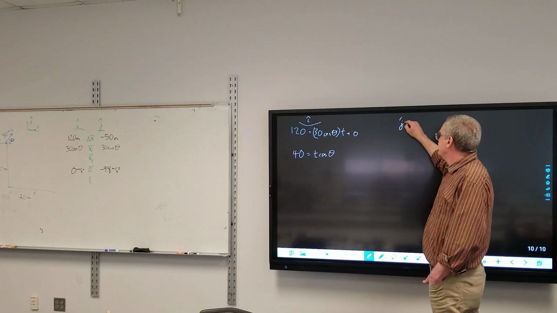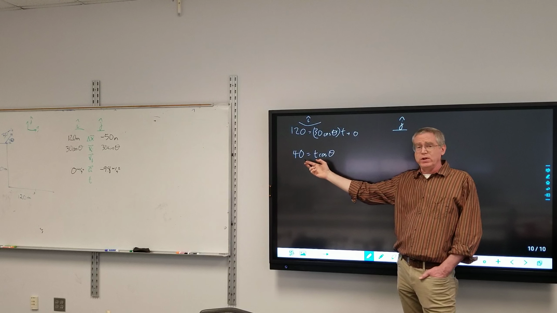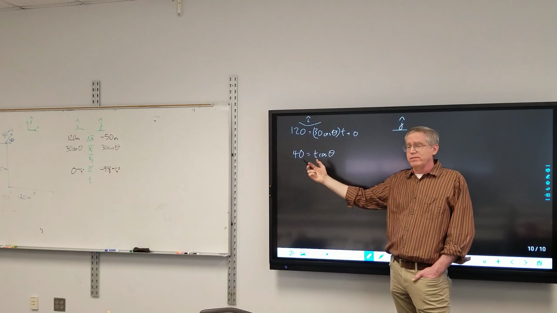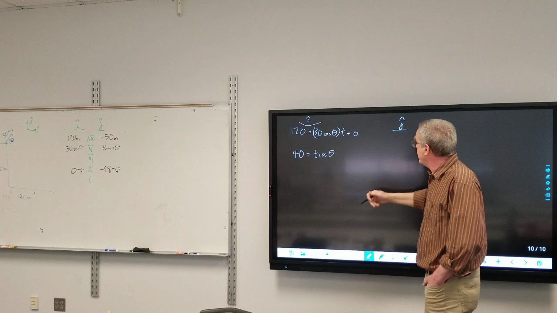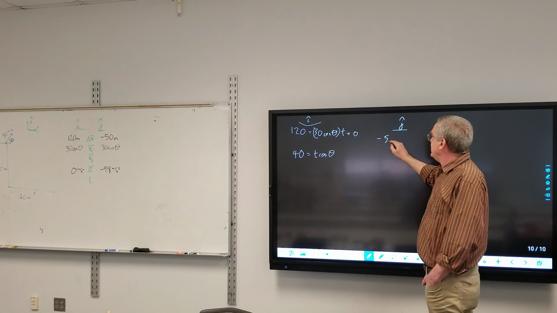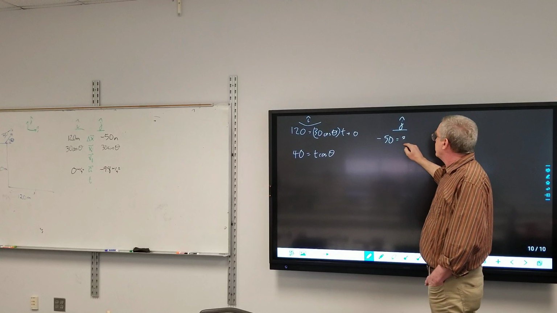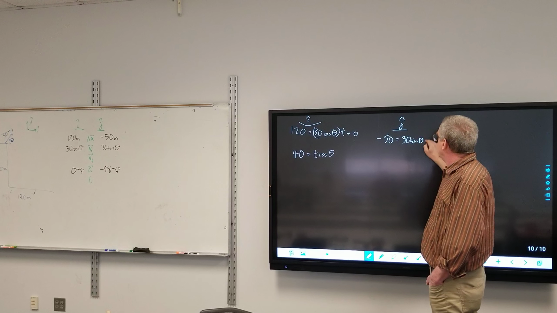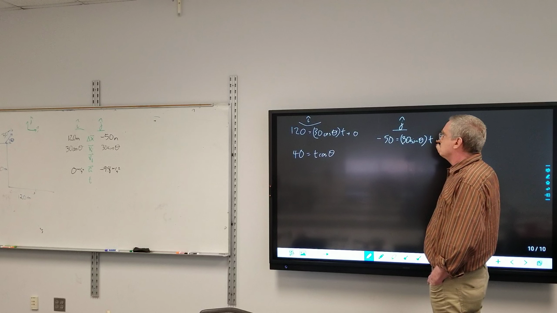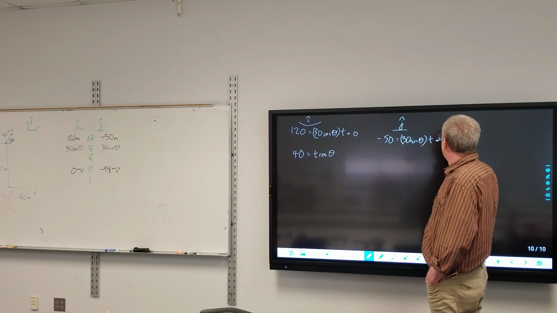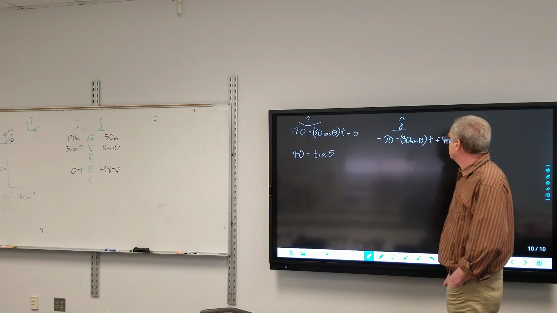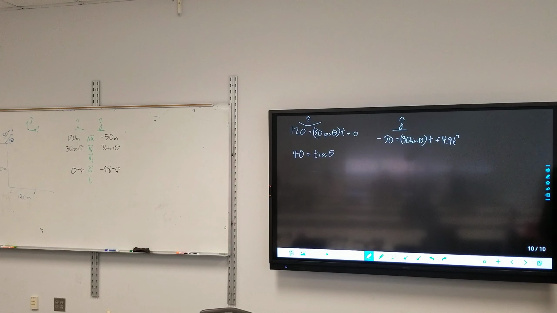My J hat equation. I have an equation here with two unknowns, so I need at least another equation. If I have two unknowns, I need two independent equations. So I got -50 is equal to 30 sine of theta times time plus or minus 4.9 times t squared. I have two equations, two unknowns. It should be solvable. Some of you have calculators that will make it trivial, but I'm going to assume that you don't.